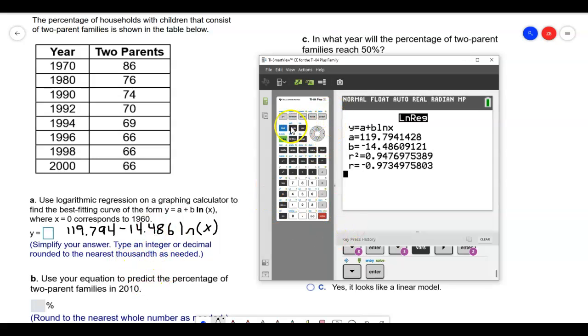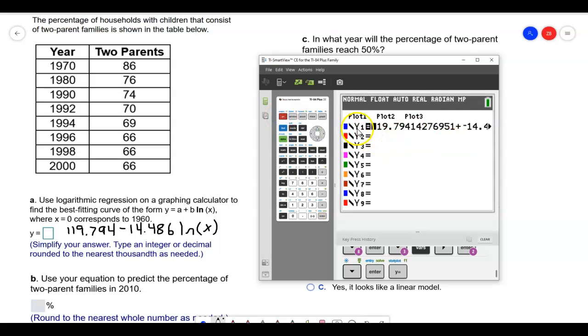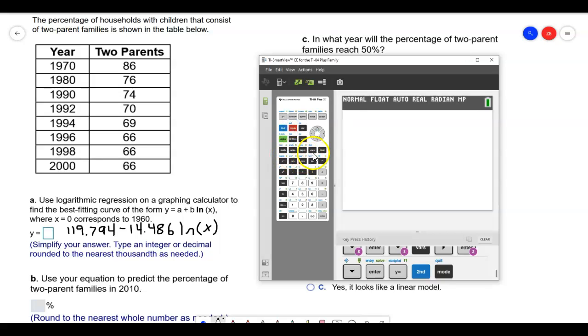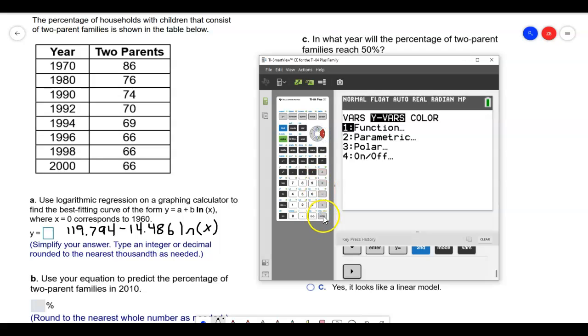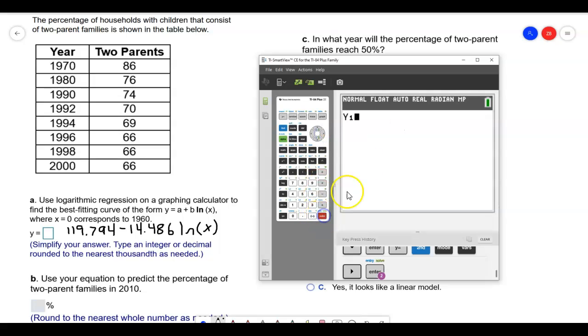So now that I've stored this equation in my Y1, notice it automatically got stored there because I did that store equation field for Y1. So now all I've got to do is this. From my main screen, I just hit vars. I go to Y variables. Enter, I put the Y1 in there, so it pulls my Y1 equation, open parentheses.